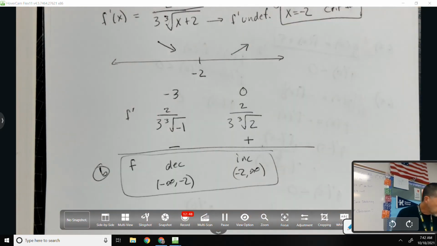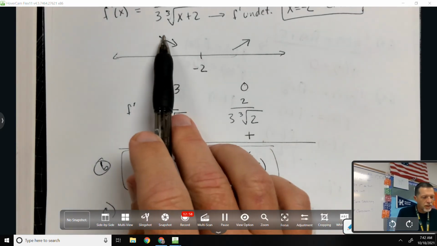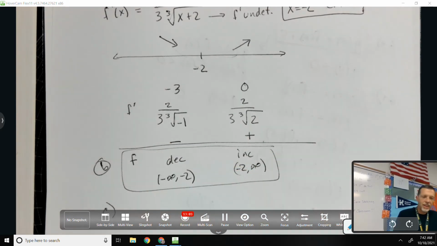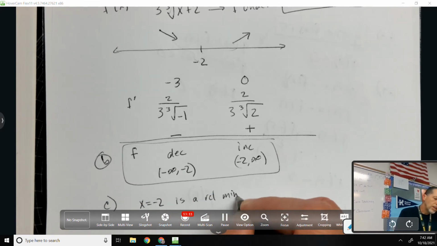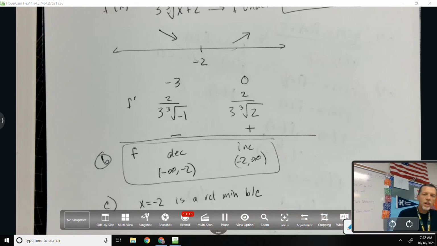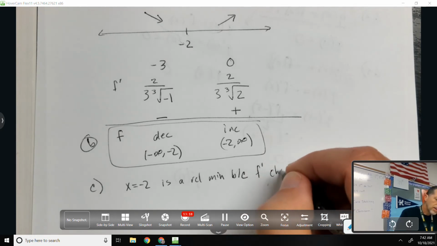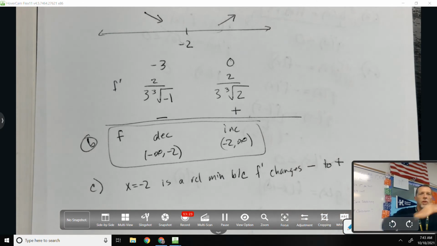And then part C, apply the first derivative test to identify all relative extrema. Well, the picture kind of gives it away, right? If I'm going from decreasing to increasing, then what's happening at -2? X equals -2 is a relative minimum, and then you have to say why, you have to justify, but the justify is almost always going to be the same. F prime changes from negative to positive. Negative to positive makes a minimum.